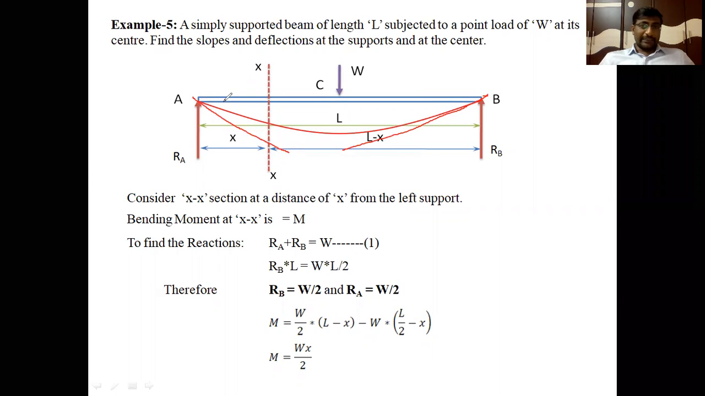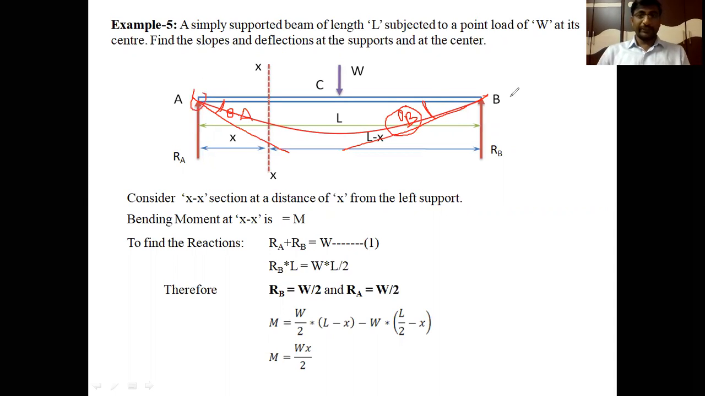The angle made by the tangent with the horizontal, the initial position, is theta A, the slope at point A. This is the clockwise slope. And the angle made by the tangent at B for the deflected curve gives the slope at B, theta B, which is in the anti-clockwise direction. The anti-clockwise direction is a negative slope, and the clockwise slope is positive. And deflection is at this point.